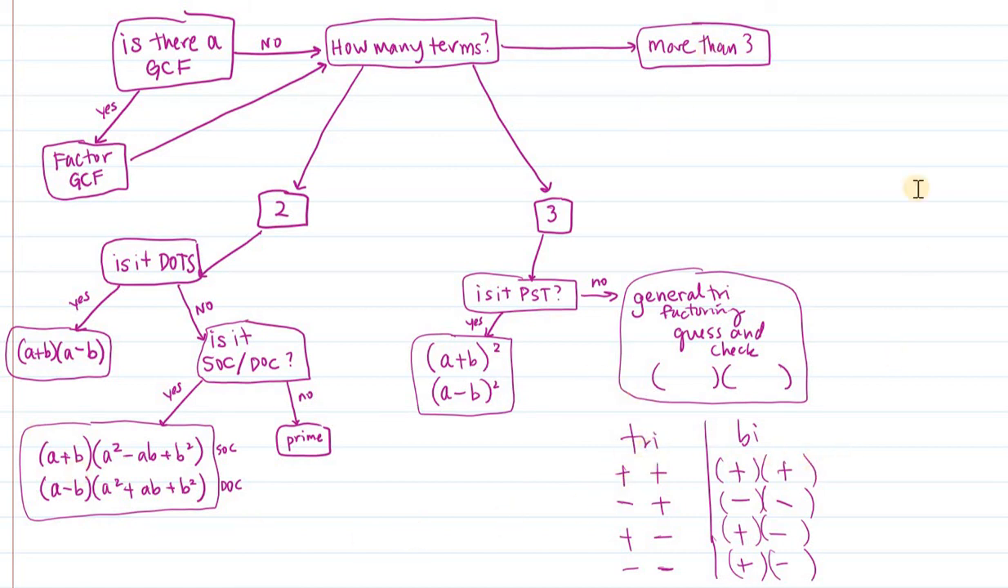So that's it. This flowchart is where you should start every time you have to factor something. Is there a GCF? If there is, take care of it. How many terms? If there's 2 terms, is it a DOTS? Is it a SOC? Is it a DOC? Or if there's 3 terms, is it a PST? And if it's none of those special things, then we're probably over here in our general trinomial factoring, and we're just guessing and checking factors of a and c that combine in a way to give me b. Okay, go on to the next videos to see me use this in action.